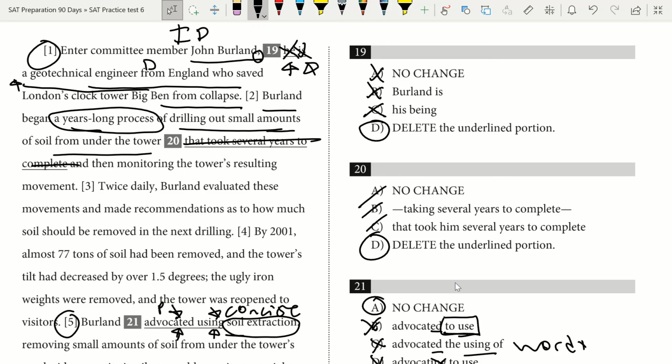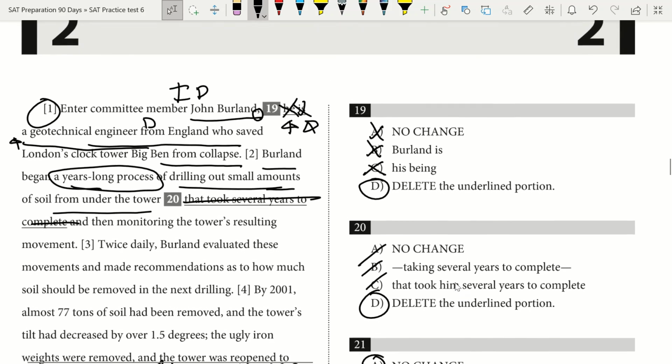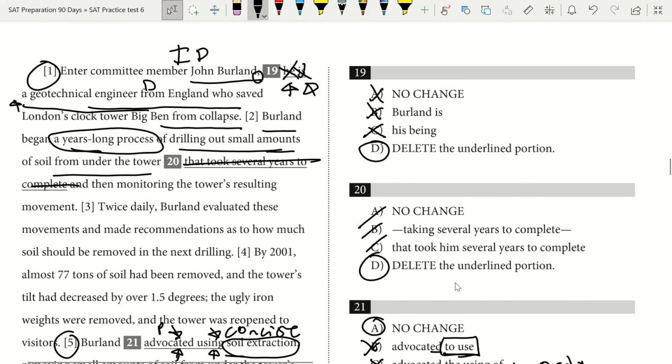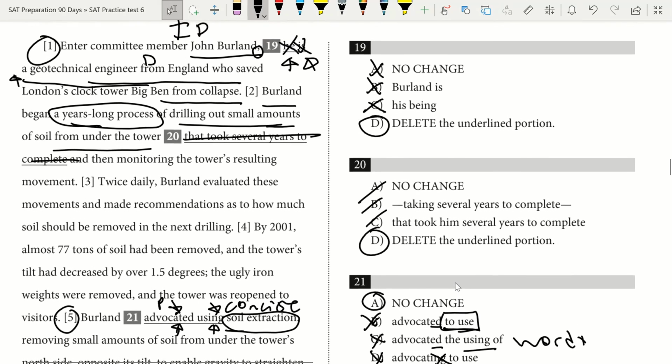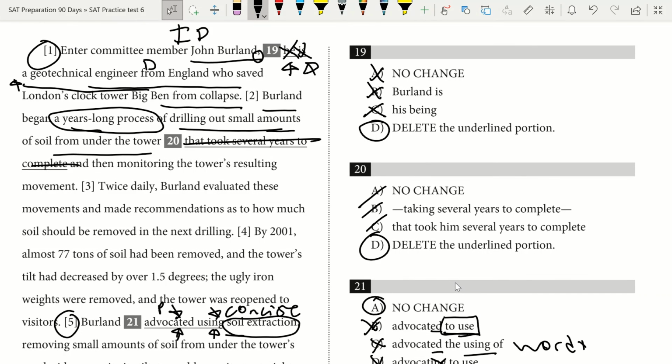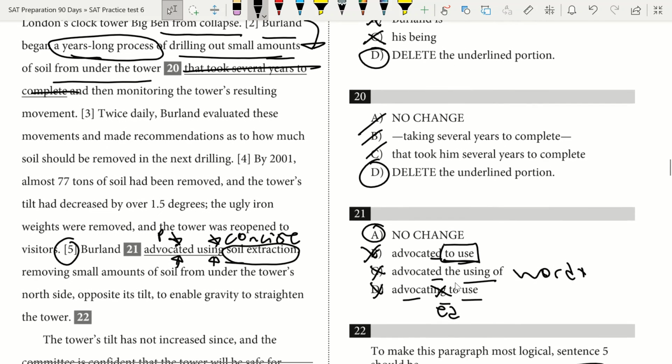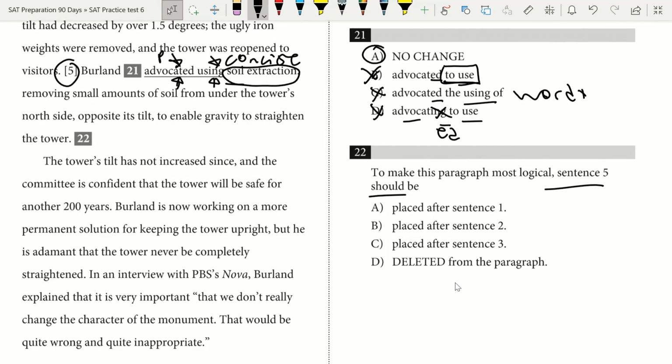Okay, now what did I talk about when I talked about placing sentence 5? I said what we want to talk about is the soil extraction process, right? We introduced that in sentence 5, which means if we're going to introduce that and then go on to explain what that consists of, we start saying what it consists of in sentence 2. Right? We say that he begins this process. Well, before he can begin that process, he has to advocate for it. So before he begins the process, he's going to have to advocate for it. So sentence 5 has to come after sentence 1 and before sentence 2. So the correct answer for 22 is going to be A.